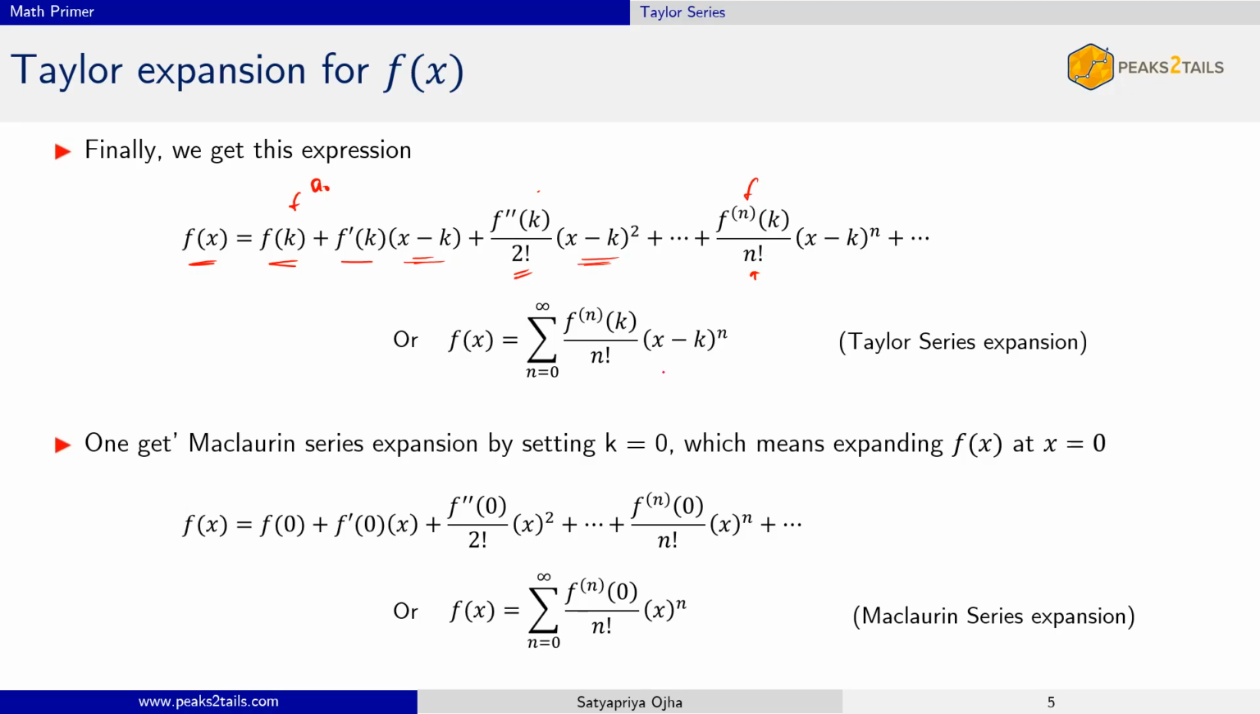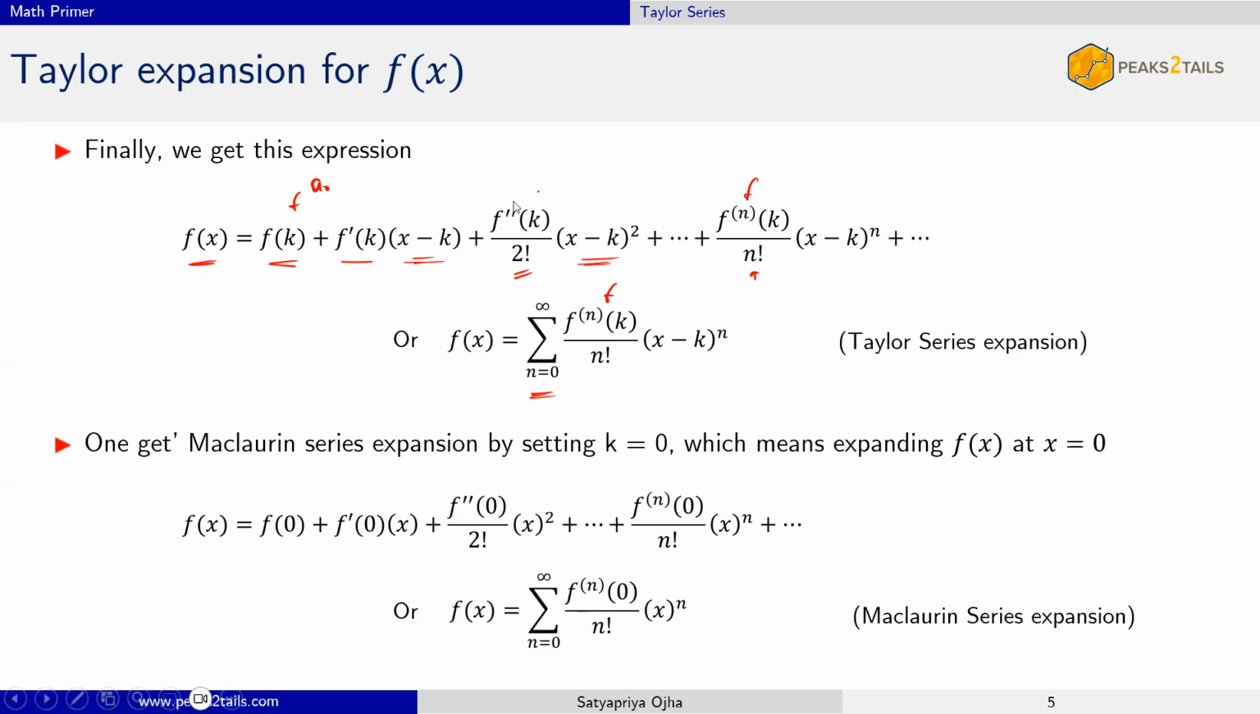In a compact way, you can write it like this, right? So nth term is nth derivative at k divided by n factorial times (x minus k) to the power n, and there is an infinite sum, n goes from 0 to infinity. Okay.